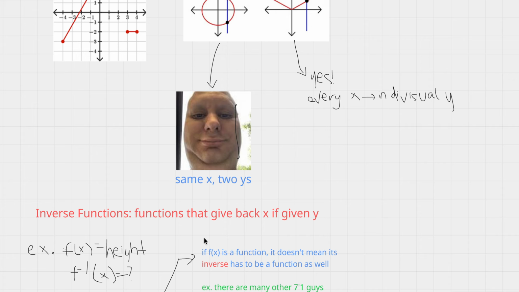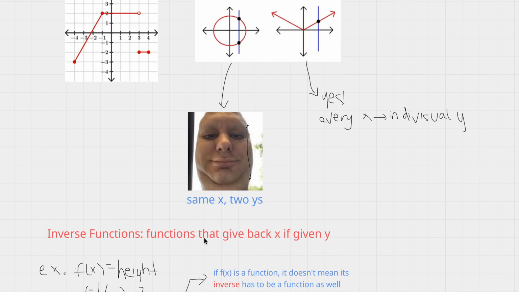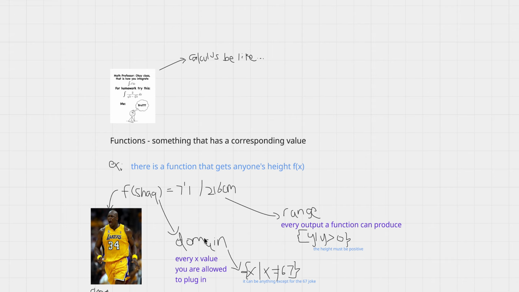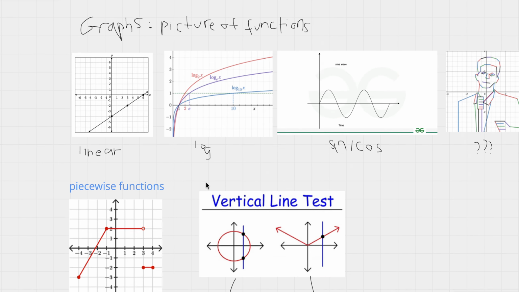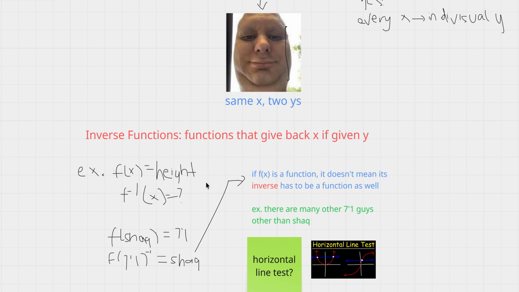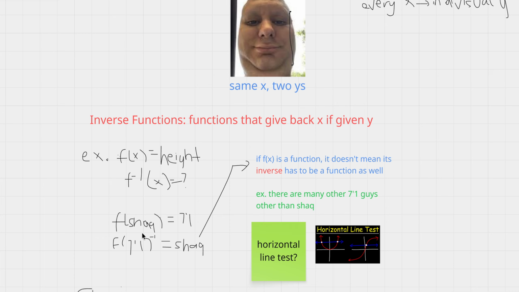Lastly, we're going to talk about inverse functions. These are functions that give back x if given y. Back to our Shaq example, if we input Shaq, it gives us the height. But how about if we input his height first? Let's say f of 7'1" gives Shaq. Yeah, that's how the function works. In order to write inverse functions, we write f to the power of -1 of x.